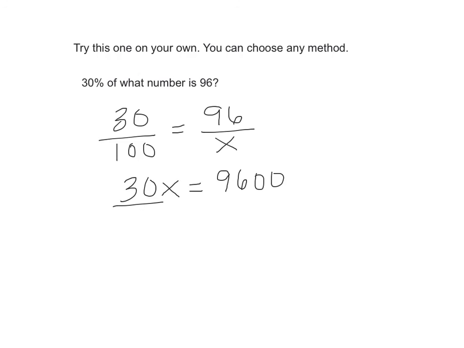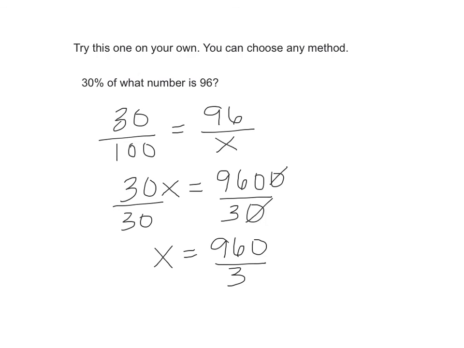I'm going to divide both sides by 30. And I could divide both the divisor and dividend by 10, which then helps me simplify this to 960 divided by 3, x equals 320, the same answer. So you could choose either method, whatever you're most comfortable with.